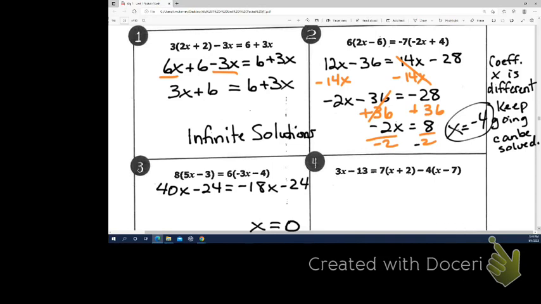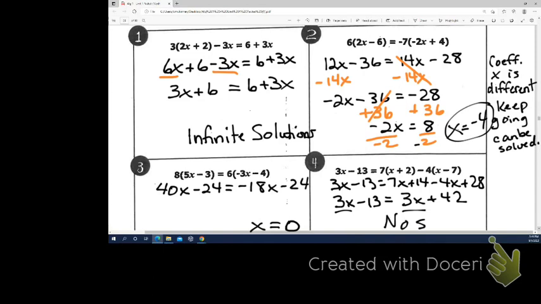In number 4, if I keep going, I'm going to distribute and then combine those like terms. And then we should stop and pause, and we could notice that both sides have the same number of x's. That means it's going to be a special case. The other numbers are not the same, so that means it's no solution. So again, that should help you on your homework that's on page 25.